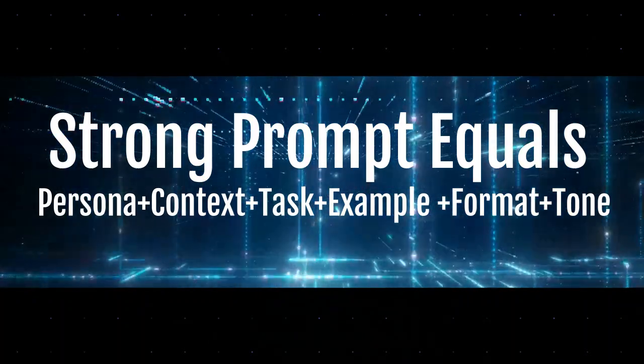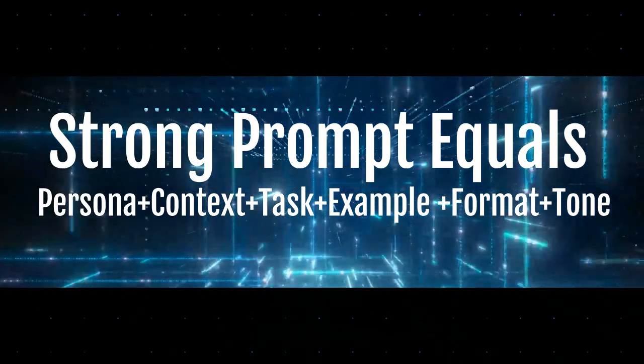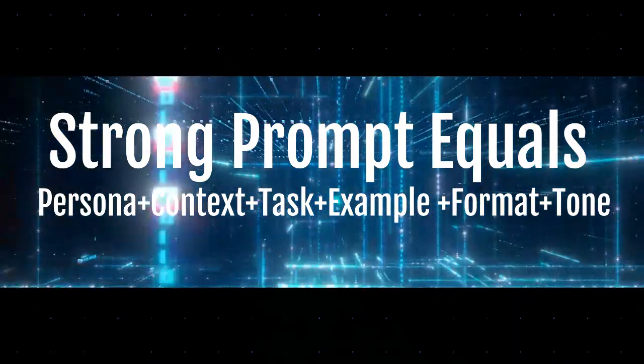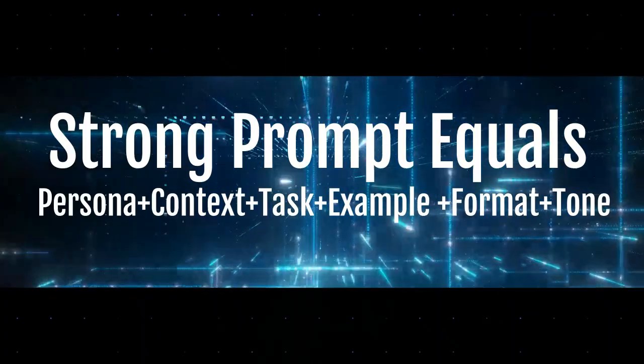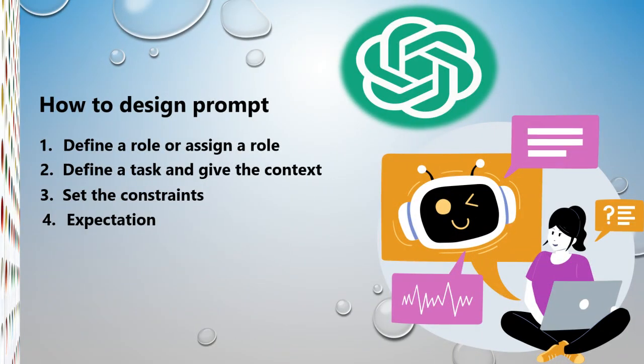You do not need all the 6 elements in all the prompts, so you may skip a few depending upon the situation. And you can also design a prompt in another way: first, define or assign a role. Second, define a task and give the context. Number 3, set constraints. And number 4, expectations. So you can set all those things, and we will see an example of how we can design a strong prompt, and we will also see the difference between a strong prompt and a weak prompt.